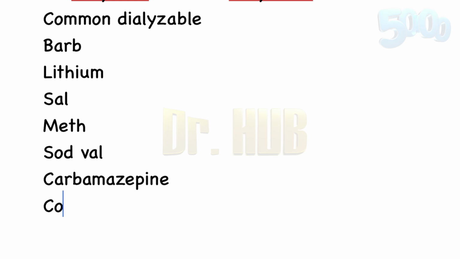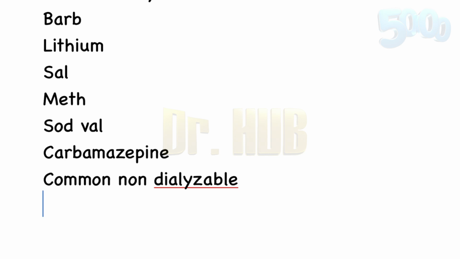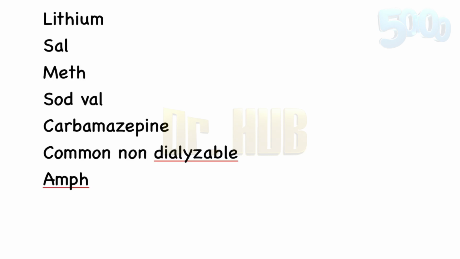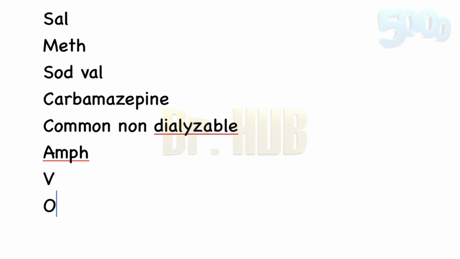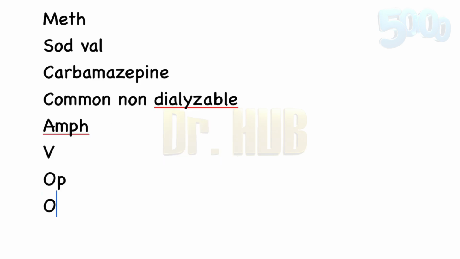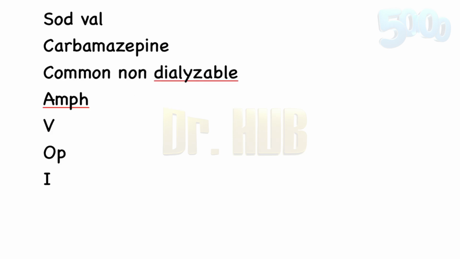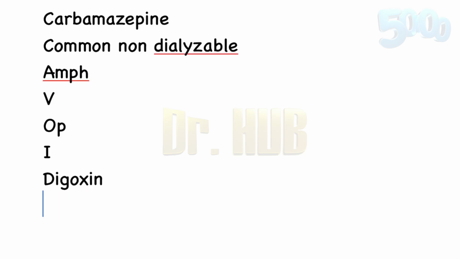Now we move on to the common non-dialyzable. The common non-dialyzable includes the amphetamines. So they are something you avoid. So the mnemonic is AVOID. A for amphetamine, V for verapamil, O for opioids and the organophosphates, I for imipramine, D for digoxin, and the other D is for diazepam.